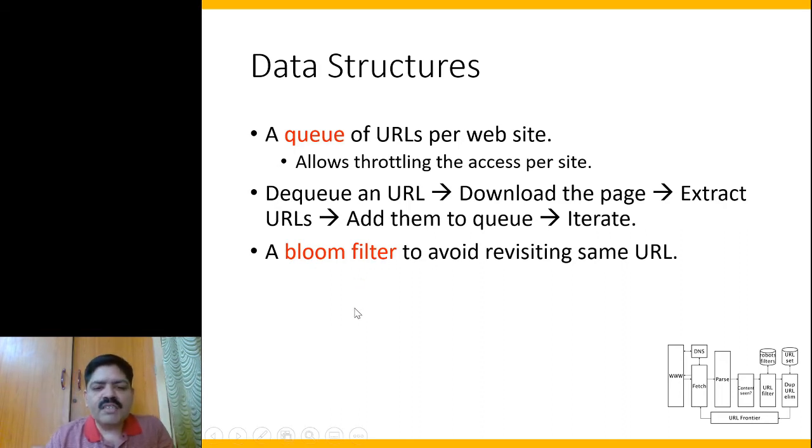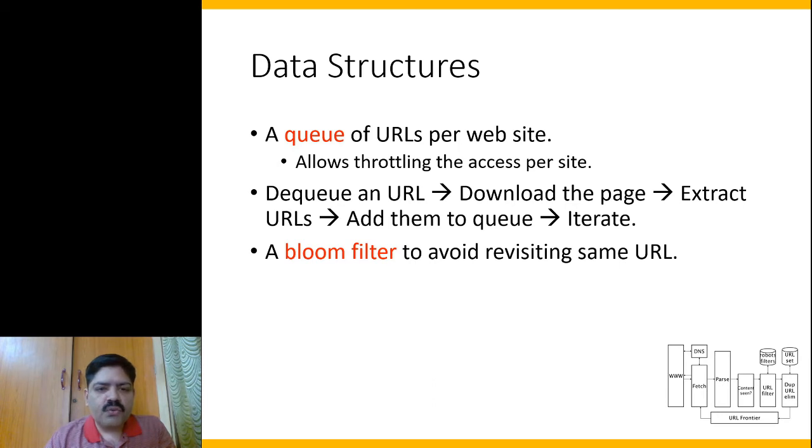Now the question is, how would you know that a URL has already been served? You don't want to go and look at all the URLs that you have served so far. That would be very expensive. Is there a faster way? That's the question, and there seems to be a faster way. You could use a Bloom filter for this.